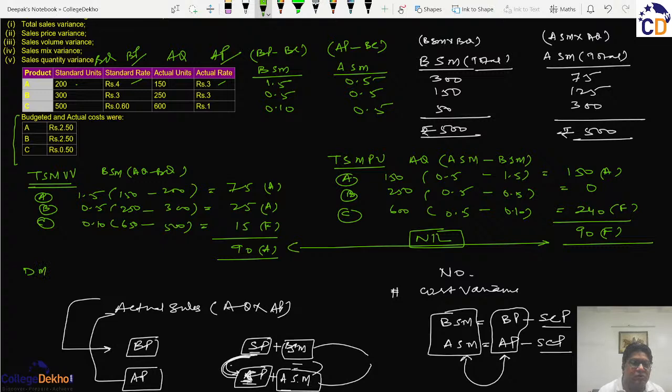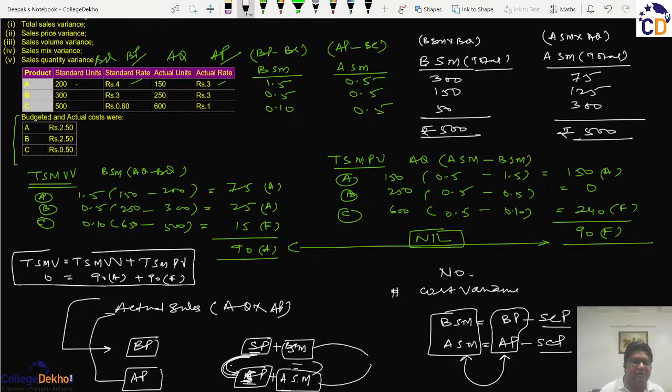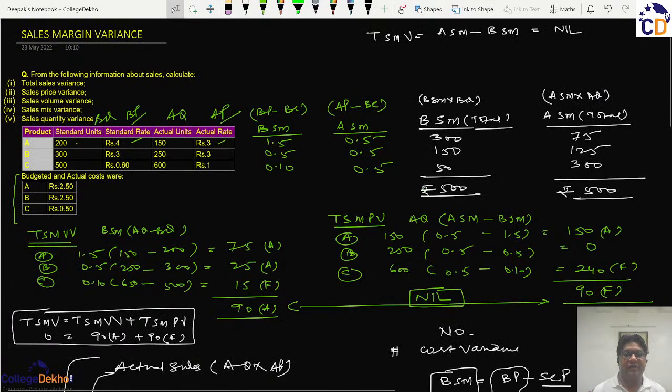direct material, sorry, that total sales margin variance is equal to total sales margin volume variance plus total sales margin price variance, because this is 0, this is 90 adverse, and this is 90 favorable. This is 90 favorable.